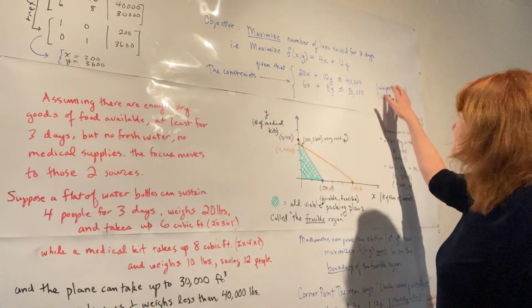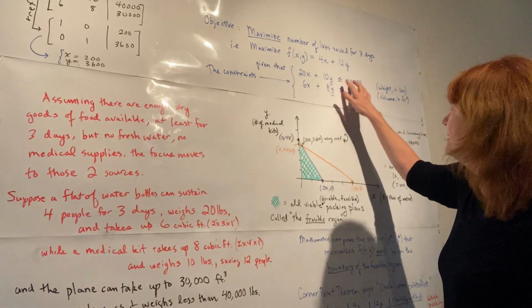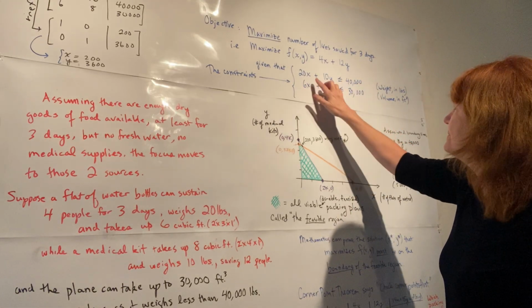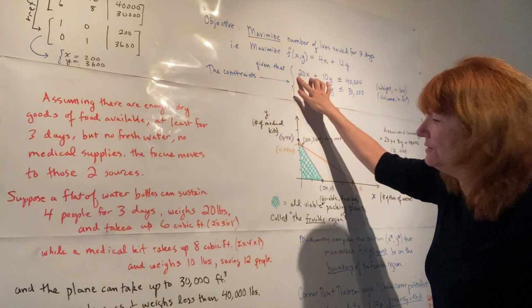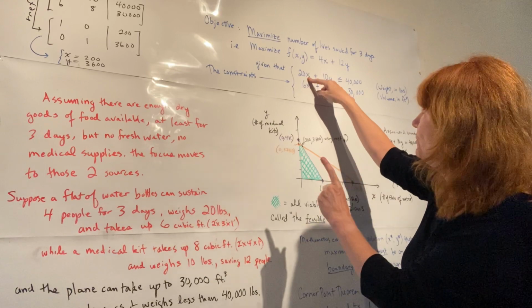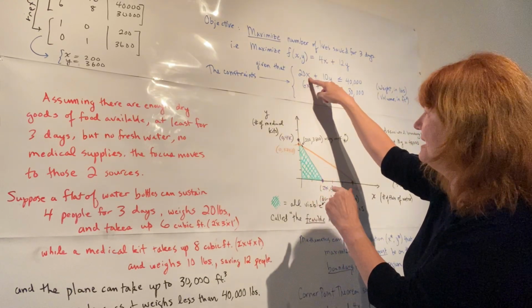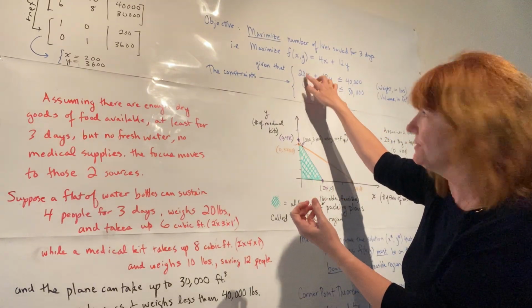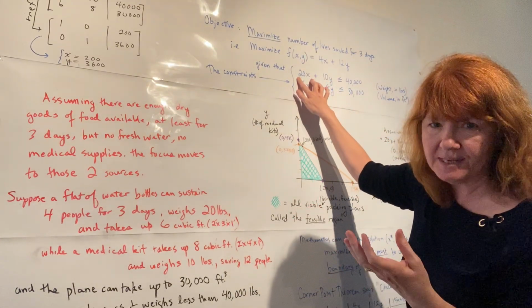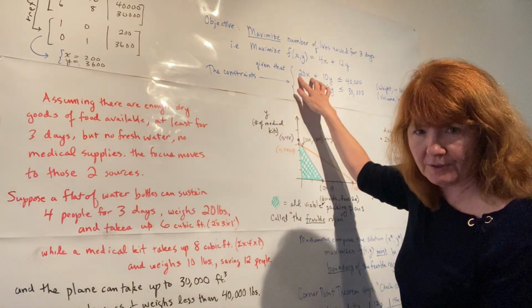We have a constraint that's the weight of things in that plane. Okay, so this quantity here, 20x, represents the fact that for every one flat of water weighs 20 pounds. So if you had 10 of them, that would be 200 pounds and so forth. So this term right here represents the total amount of weight contributed by the water in the cargo.